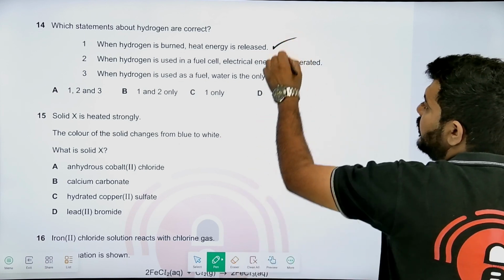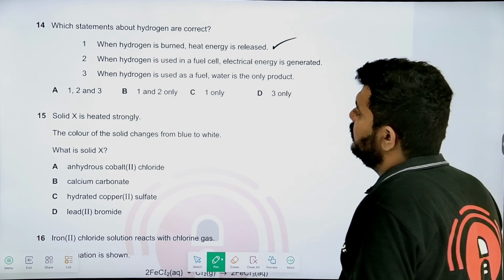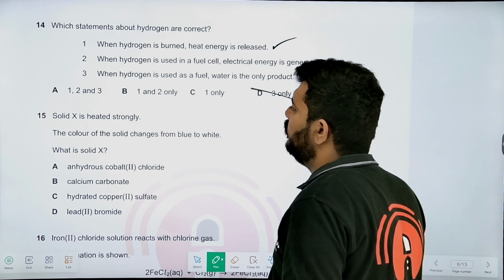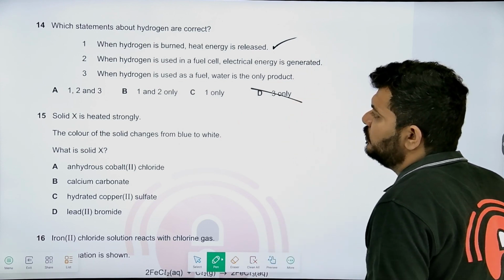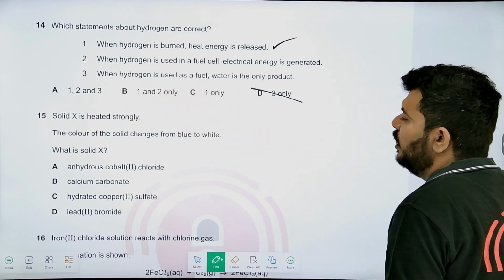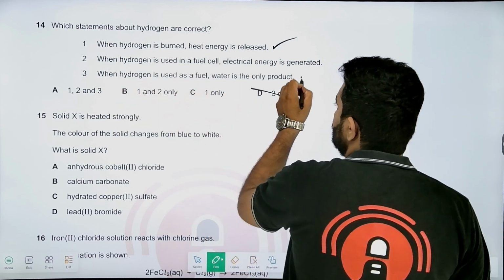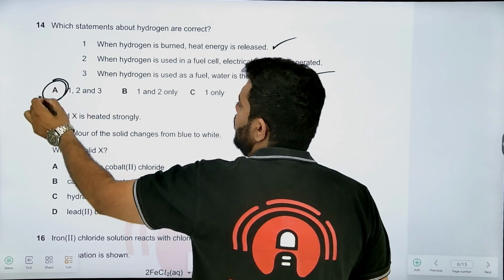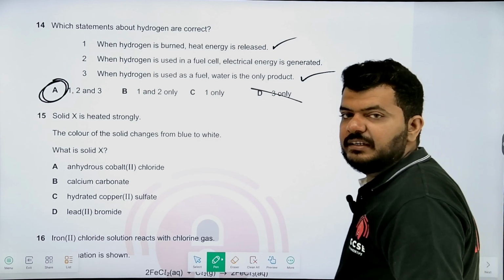Okay, this is correct. Now let's look at this: 3 only cannot be your answer. So let's immediately look for options that contain 3. When hydrogen is used as fuel, water is the only product. This is also correct. Okay, so 1 and 3. Only option A has both 1 and 3 as correct.